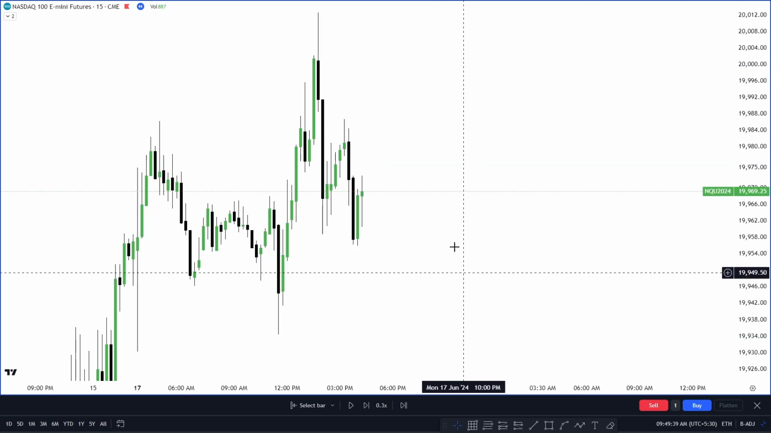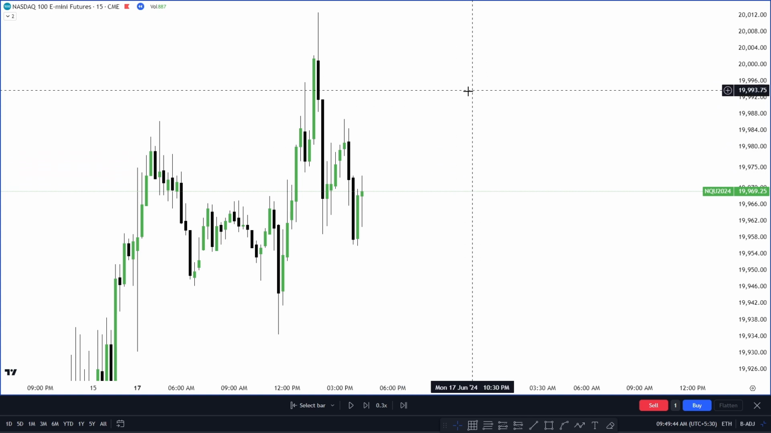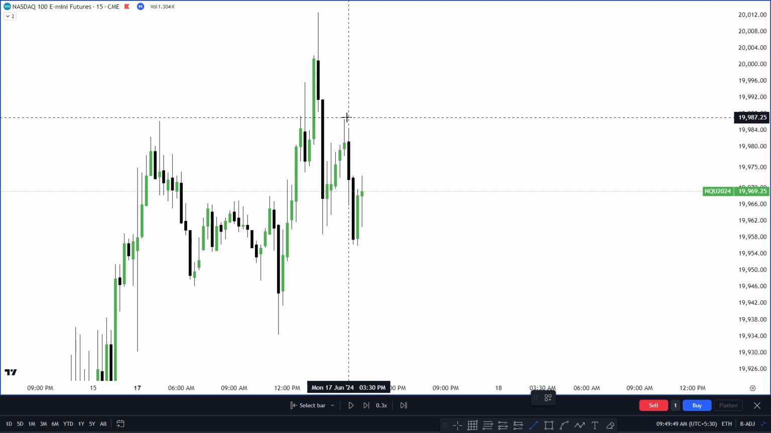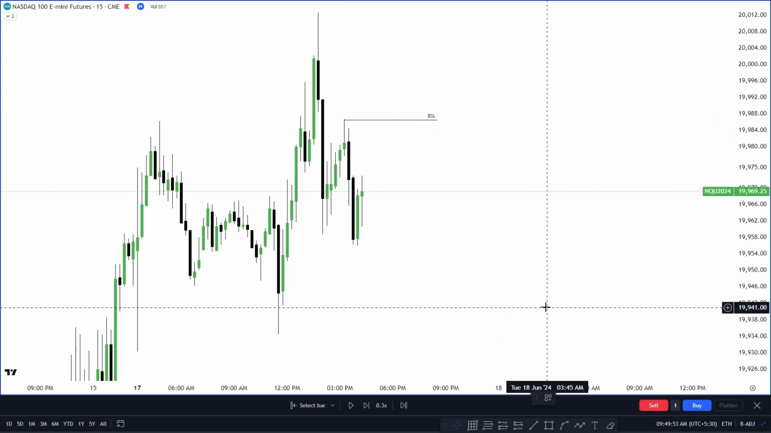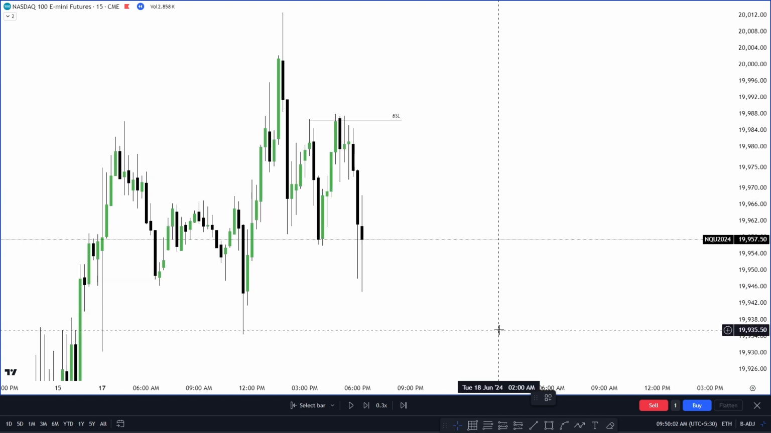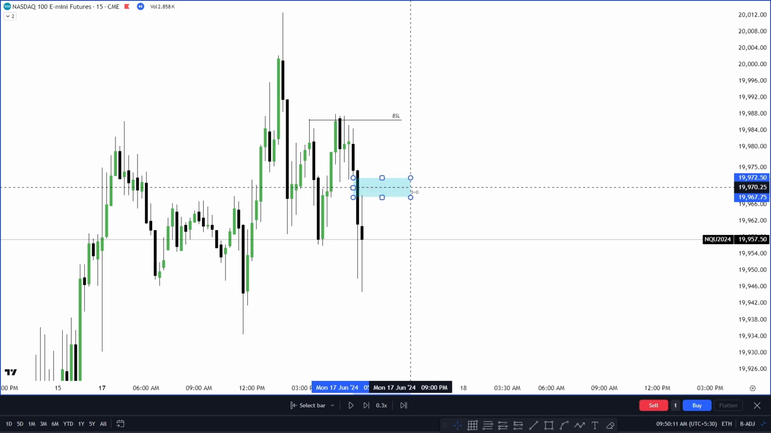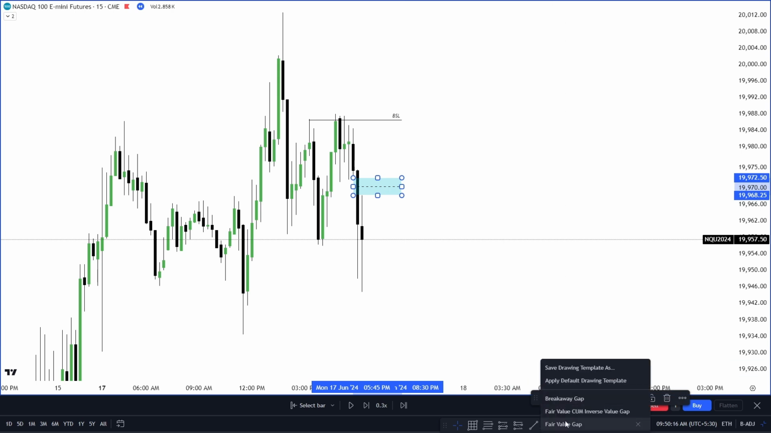So for the next example, we are on the NQ 15-minute time frame. Let's mark the highs as our buy side liquidity, and let's see if it gets taken out or not. So our buy side liquidity. Price takes it out and creates a bearish fair value gap. Let's mark it out right here. So, bearish fair value gap.